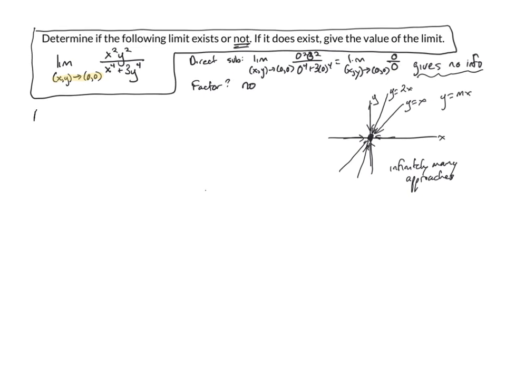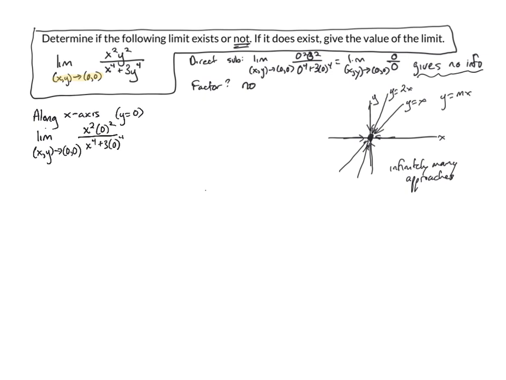So let's try approaching along the x-axis. And remember, along the x-axis, of course, y is equal to 0. So that means that for this limit right here, the thing I'm really changing is the x value. The y value is staying fixed at 0 for this particular path.